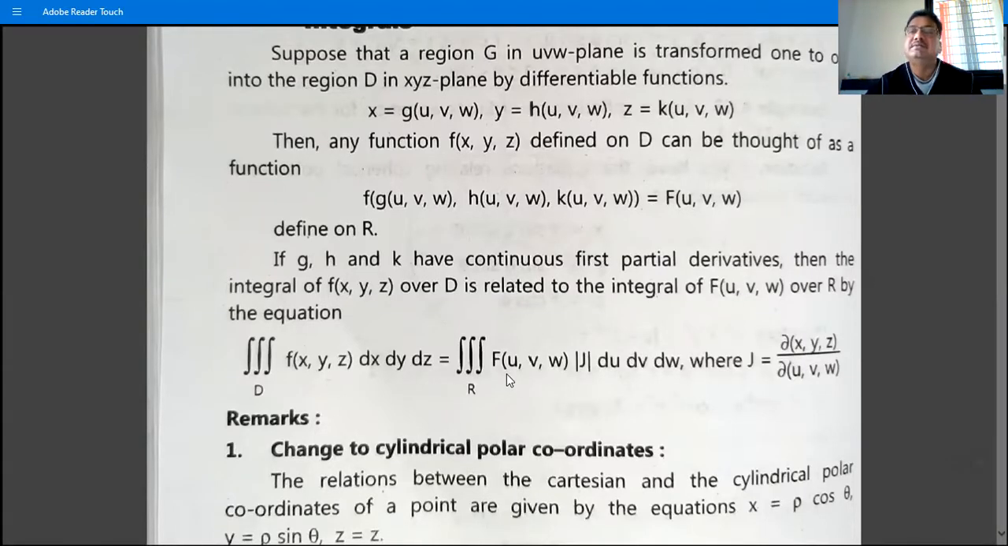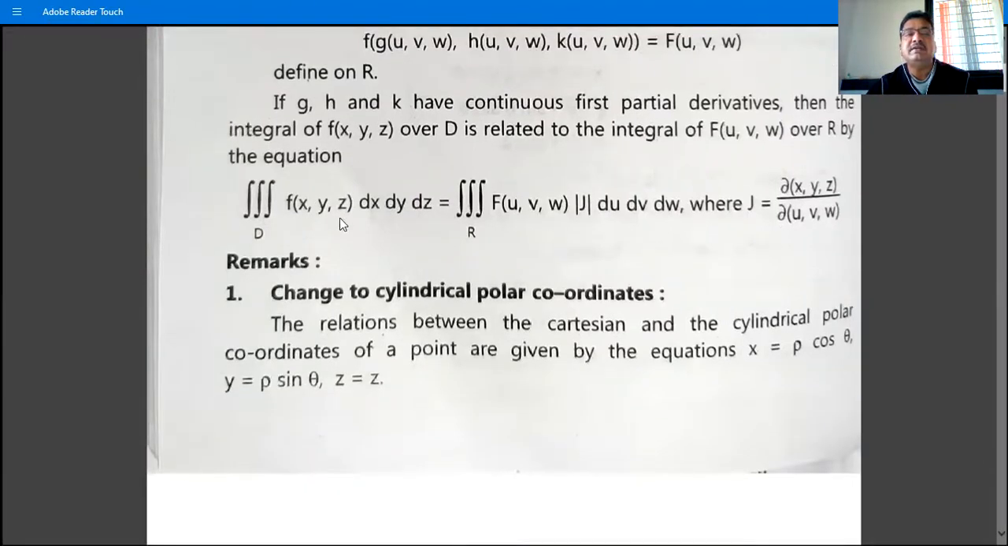Suppose this is capital F of u, v, w, and then dx dy dz is replaced by mod J du dv dw, where J is the Jacobian, del(x, y, z) by del(u, v, w). So this is the formula for change of variable in triple integration, similar to double integration. In double integration, f of x, y changes to f of u, v, and dx dy changes to mod J du dv. In this, there are three variables.